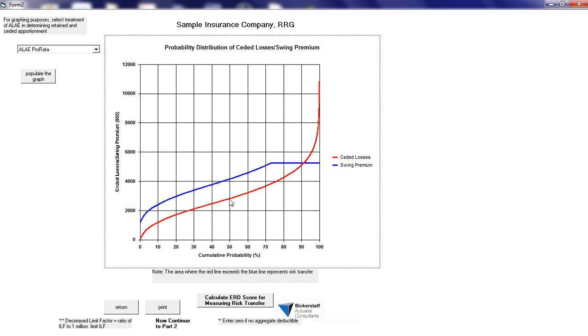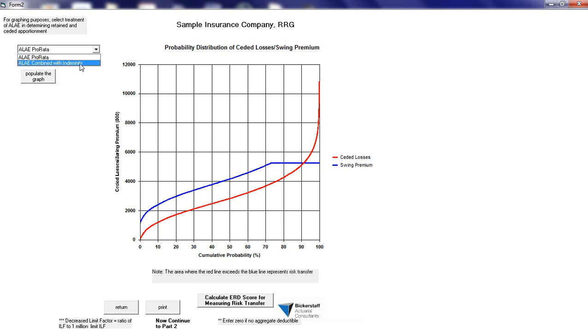The median, remember, you know what the median is versus the mean. The median is just below 3 million. The mean is about 3 million, give or take. And the swing premiums work over here at the blue line. Let's note that the intersection of these two lines is at about 91%. This is with ALAE pro rata.